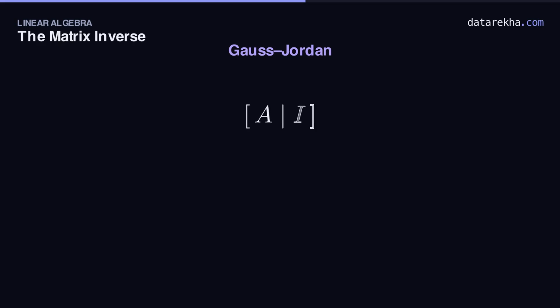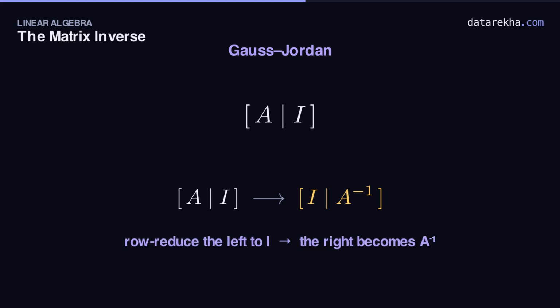The 2 by 2 formula is lovely, but it does not scale. For a 3 by 3 or bigger, we need a general method, and the cleanest one is Gauss-Jordan elimination. The idea is beautifully simple. Write A and the identity side by side, one big augmented block. Then do row operations, the same moves you use to solve a system, until the left half becomes the identity. And here is the payoff. Whatever those same operations did to the right half, they turn the identity into the inverse. Drive the left side to I, and the inverse appears on the right, for free. Let's see it run.